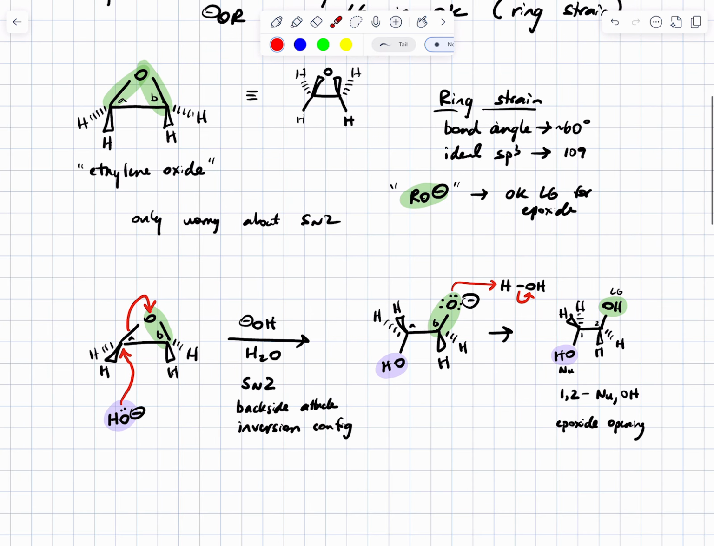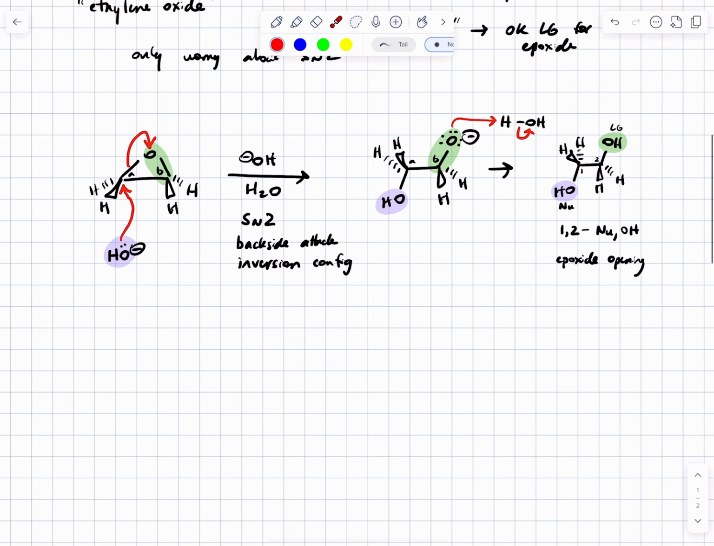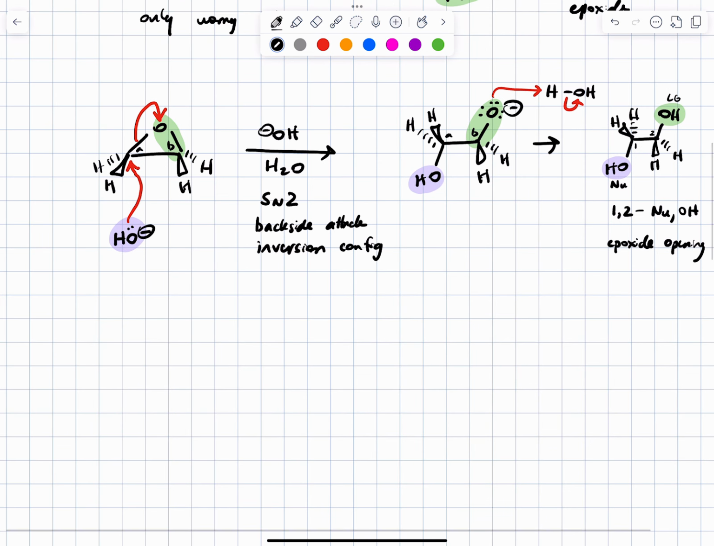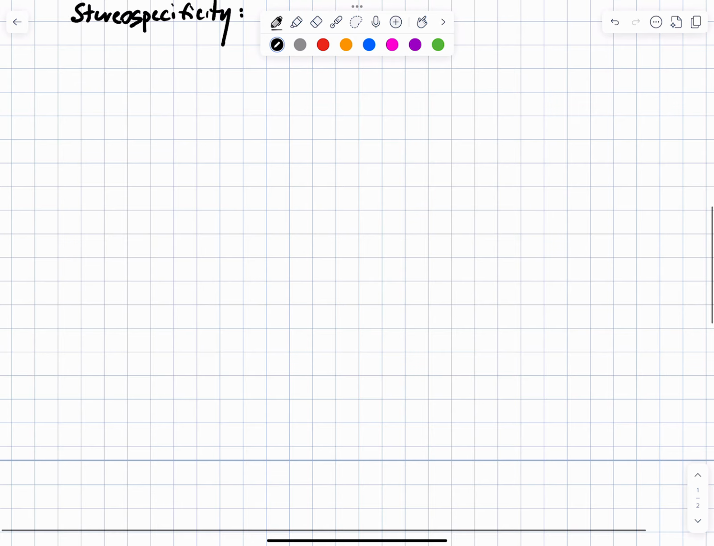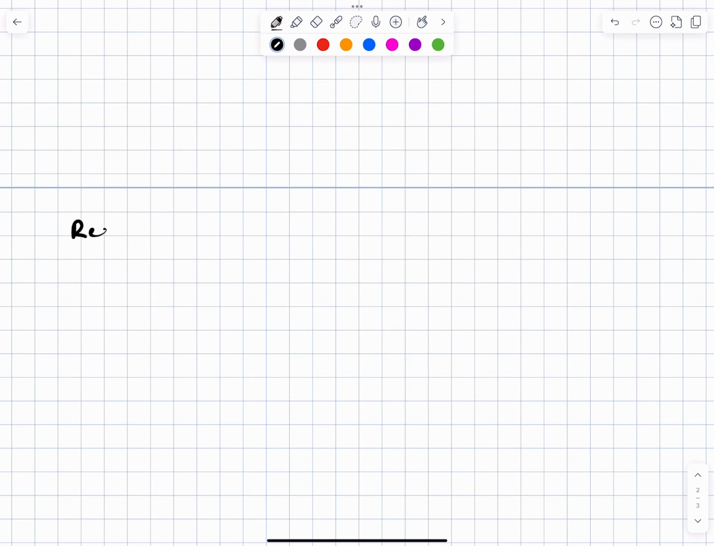All right? Okay, so there are two key issues you need to be aware of for epoxide opening. One is stereospecificity, and the second is regioselectivity. So we're going to deal with both of those.